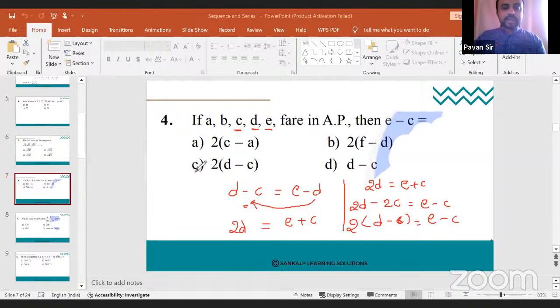So which option is correct now? 2 times D minus C, that is nothing but E minus C. Option C is the correct one. Jyoti Laddi has given the correct answer. Bhima Bhai and Kadroli Mahesh have given the right answer from the YouTube channel. Yes, next question.